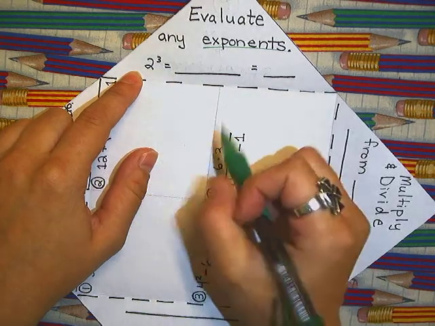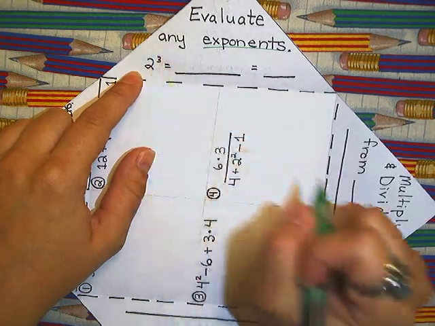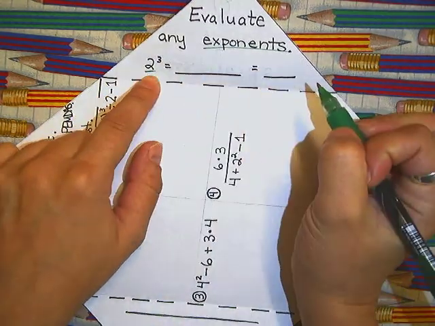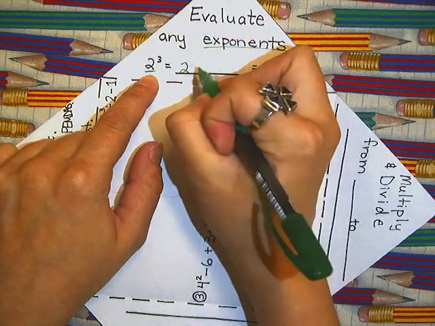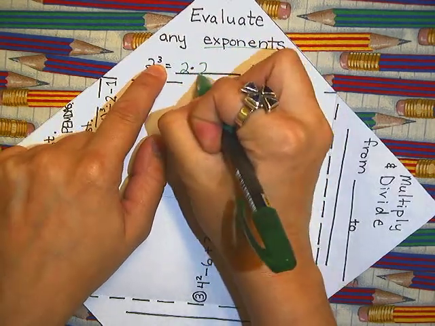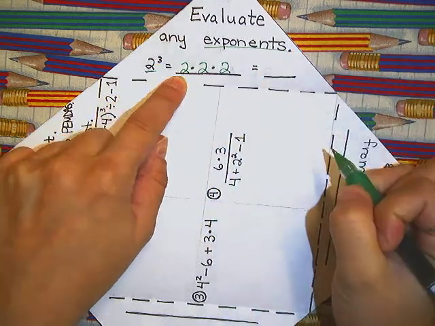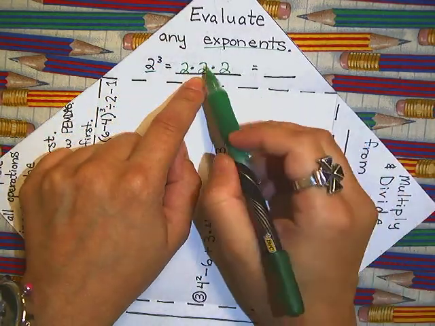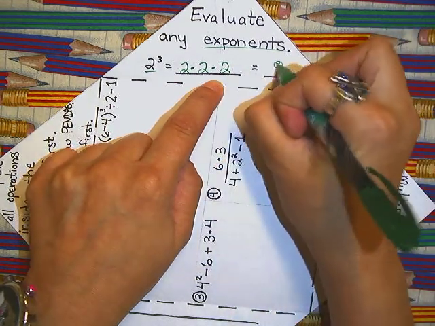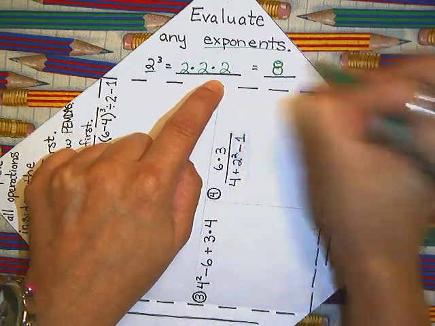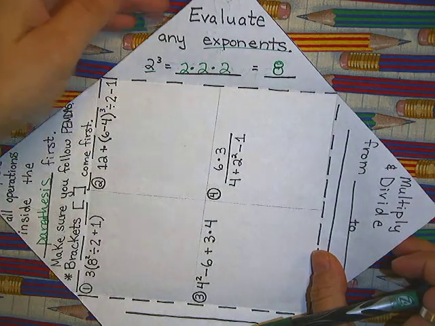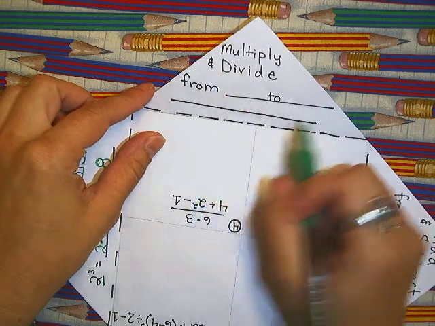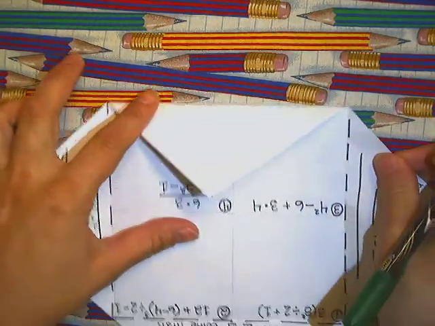Evaluate just means to solve. 2 to the 3rd power. This is not 2 times 3. We would have written 2 times 3 if we wanted that. This is your base. We need that multiplied by itself the number of times that your exponent indicates. So 2 times 2 times 2. And of course 2 times 2 is 4. That 4 times 2 will give you the 8. Okay. All right, after exponents comes M and D, which are for multiply and divide.